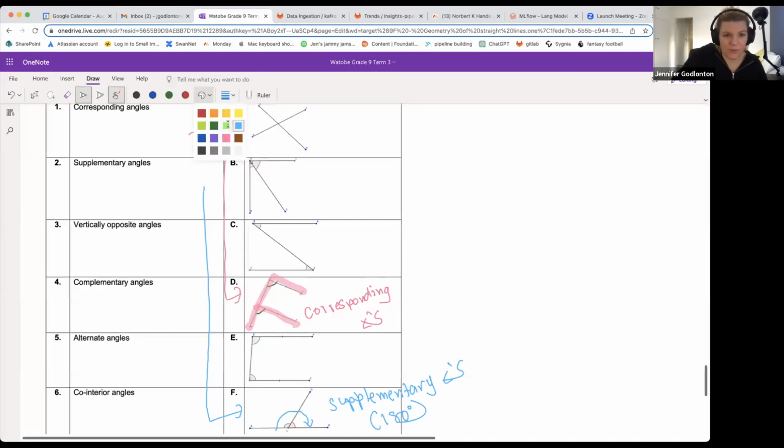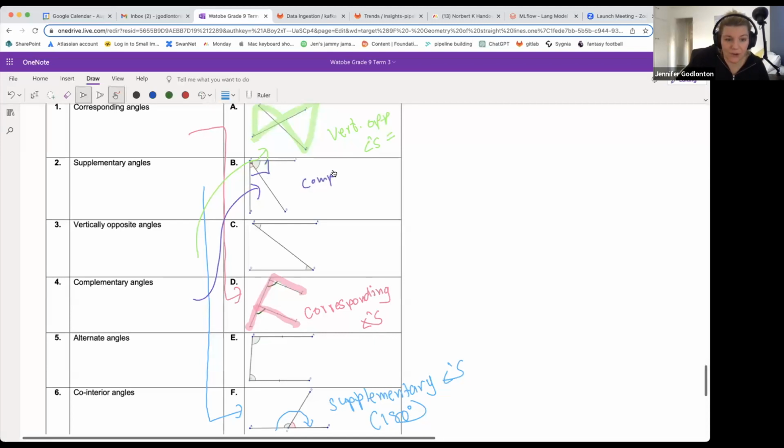Let's do our next one. 3, vertically opposite angles, and that is A. Vertically opposite angles are equal, and that's if we have our bow tie situation, which we absolutely have over there. There's our bow tie. Next, we have complementary angles. Complementary angles are 90 degrees. To complement someone is the right thing to do.